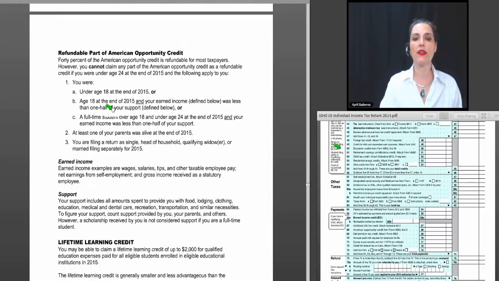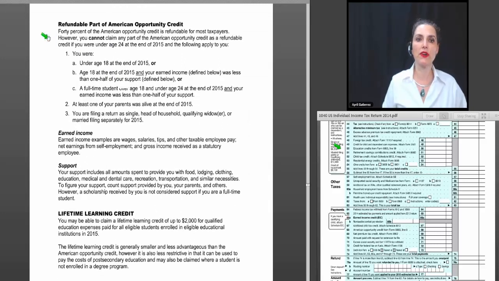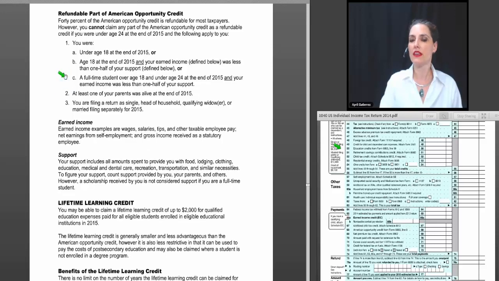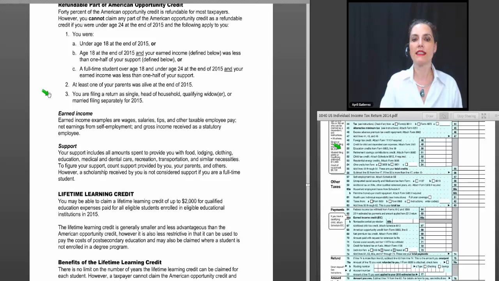Let's talk about the refundable part of the American Opportunity Credit, because 40% of the credit can be refundable for most taxpayers. However, you cannot claim any part of the American Opportunity Credit as a refundable credit if you are under age 24 at the end of the year, and the following applies to you. You were either under age 18 at the end of 2015, or age 18 at the end of 2015 and your earned income, defined below, was less than 1/2 of your support, or a full-time student over the age of 18 and under the age of 24 at the end of the year, and your earned income was less than 1/2 of your support, and at least one of your parents was alive at the end of the year, and you are filing as single, head of household, qualifying widow, or married filing separately for the year.